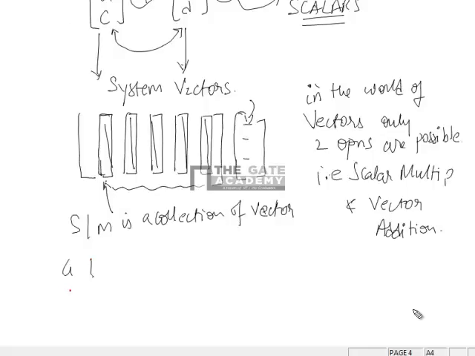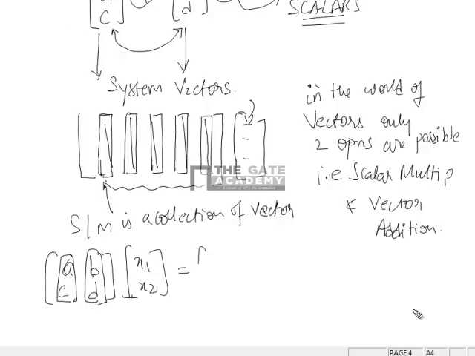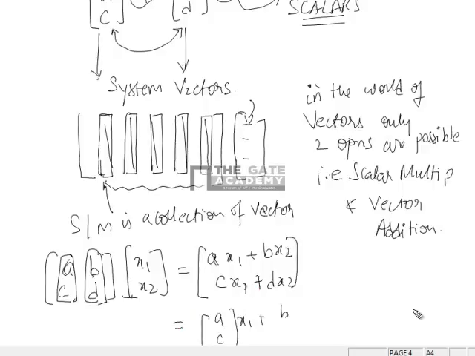When I have A, B, C, D, the system is comprised of A, C and B, D. Correct? And now I am applying an input vector x1, x2. Okay, what is the output? It is nothing but AX1 plus BX2, CX1 plus DX2. This is nothing but AC times x1 plus BD times x2. Correct? That's what I was telling you.